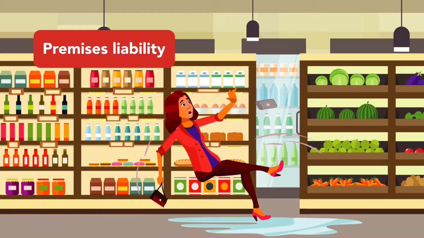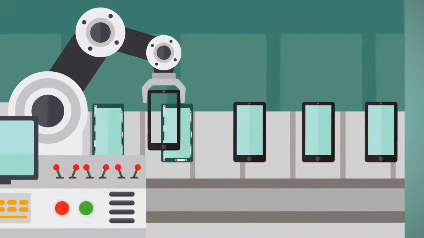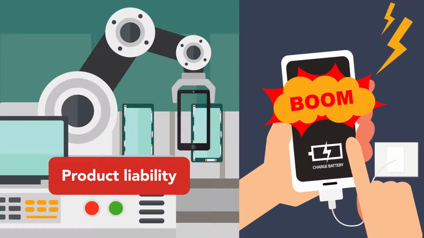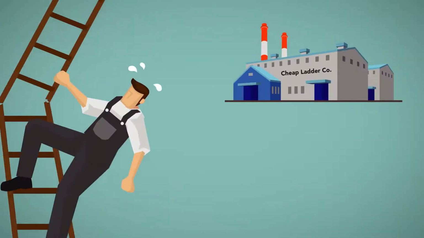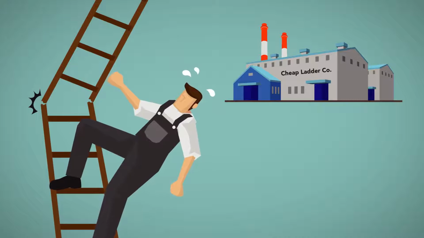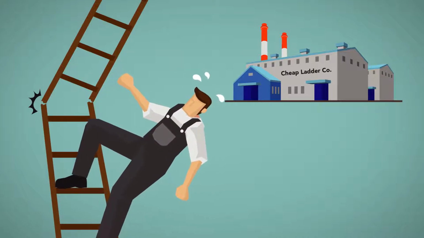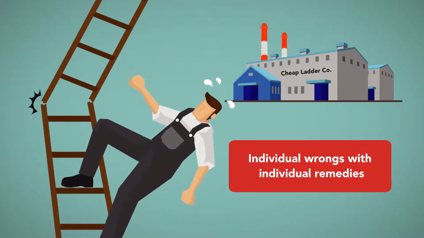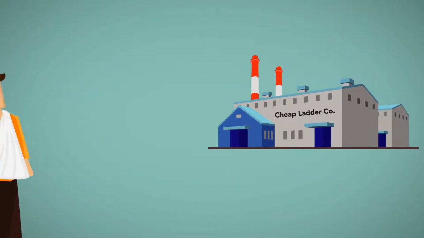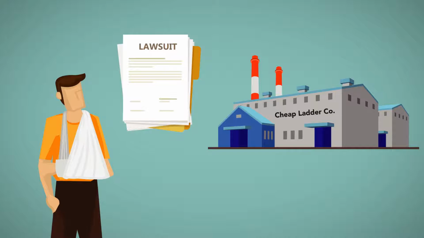Another more recently developed kind of tort is product liability, where a manufacturer or seller of a product is liable if it is defective. For example, the manufacturer of a ladder might be liable if the ladder collapses when used because the ladder's rungs were not properly installed or designed. These kinds of torts are individual wrongs with individual remedies. One plaintiff, or maybe a few plaintiffs, bring an action against the tortfeasor who caused the injury.